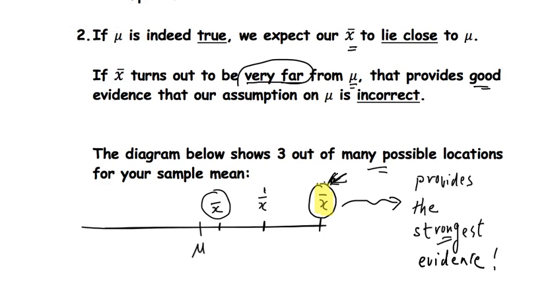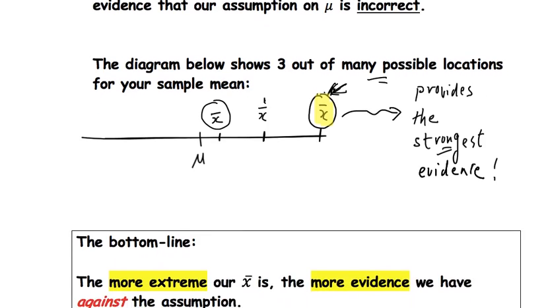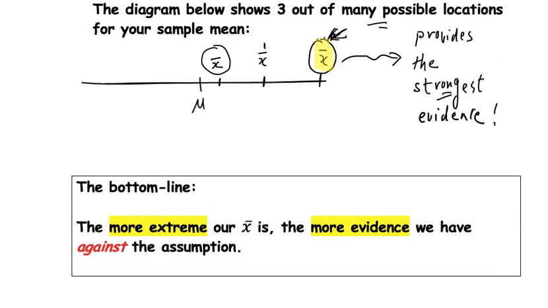Okay. So let's continue. So what's the bottom line? The bottom line is the more extreme your sample mean is, more extreme meaning the farther out your sample mean is, the more evidence you have. So that's good news. As a researcher, if you're doing hypothesis testing, you want your sample mean to be as far as possible. You don't have much control over it, but you're just hoping that your sample mean comes back to be extremely far from the mu, and then you can claim that you have evidence against the assumption.